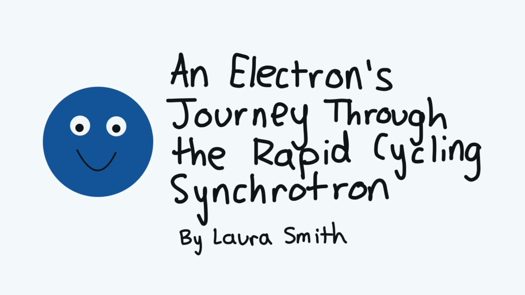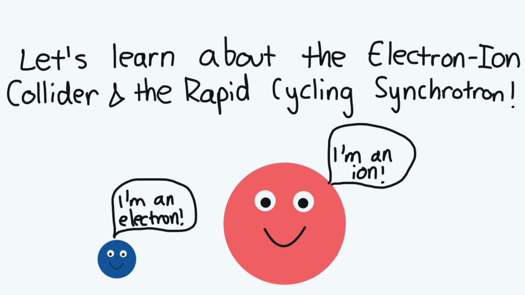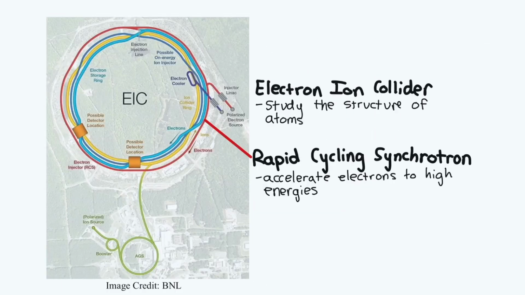Hi, I'm Laura, and let's follow this electron's journey through the rapid cycling synchrotron. First, let's find out more about the electron-ion collider and the rapid cycling synchrotron. The electron-ion collider is a new accelerator that's currently being designed to study the atomic structure. It will collide electrons and ions in order to do so.